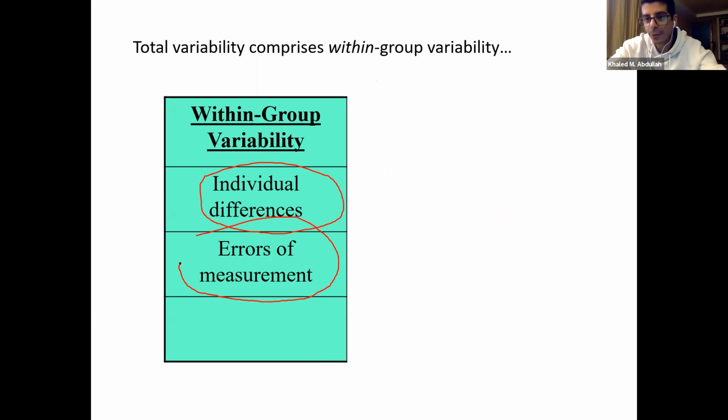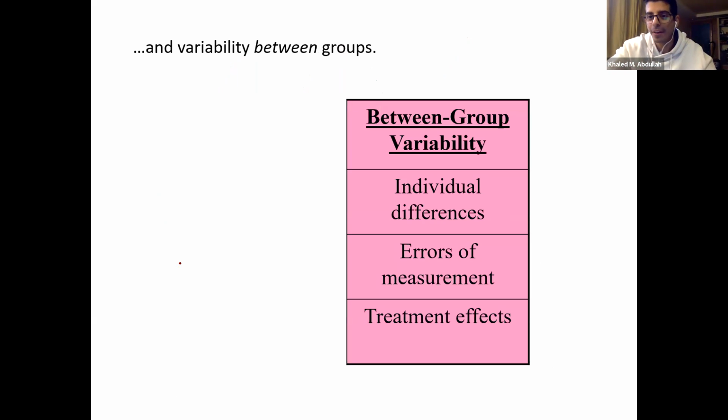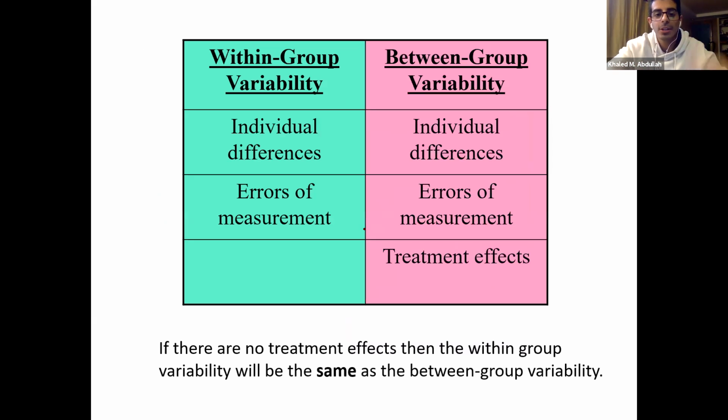Now, between the group variance, although it's really the treatment that makes the difference, it also is subject to some variability. So individual differences still have an effect. Errors of measurement still have an effect. But our question is, do treatment effects cause a substantial difference?